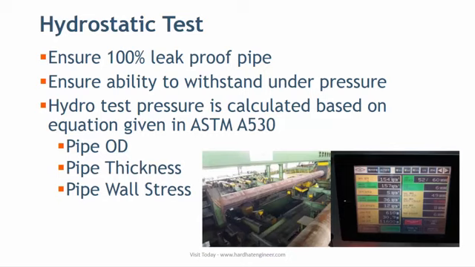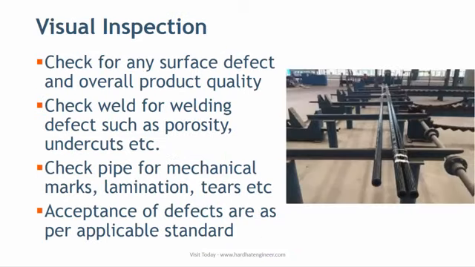Hydrostatic test or hydrotest of the pipe is carried out to ensure that pipe is 100% leak proof. It also ensures the ability of a pipe to withstand pressure. Hydrotest pressure is calculated based on the equation given in ASTM A530. This equation is based on three parameters: pipe OD, pipe thickness and pipe wall stress. Holding time for the hydro test is minimum 5 seconds as per ASTM A530.